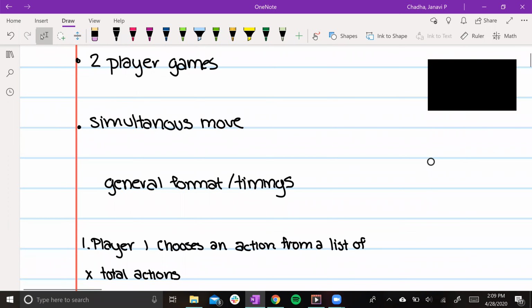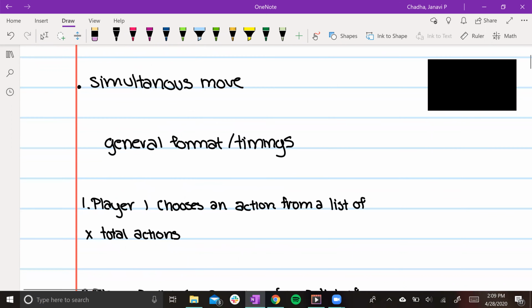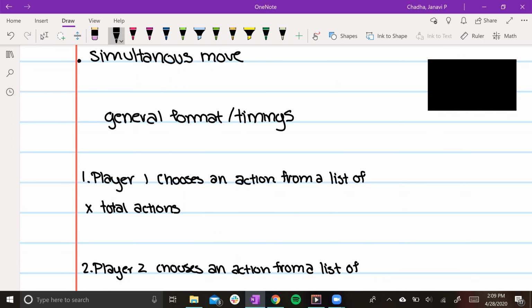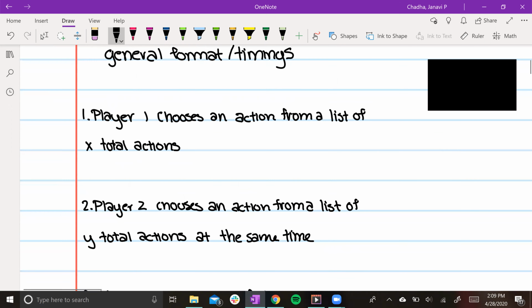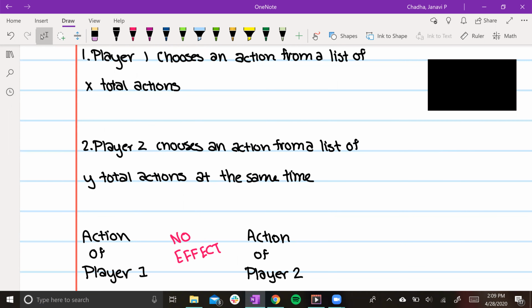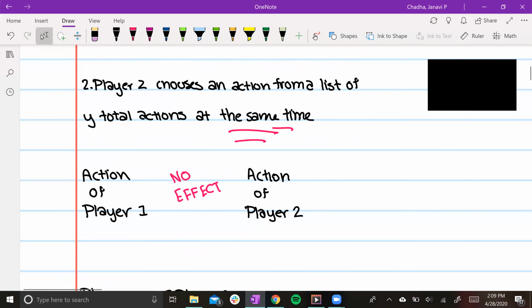The general format and timing of these games is that player 1 chooses an action from a list of X total actions. At the same time, player 2 chooses an action from a list of Y total actions. The important point about these two occurring at the exact same time is that the action of player 1 has no effect on the action of player 2.